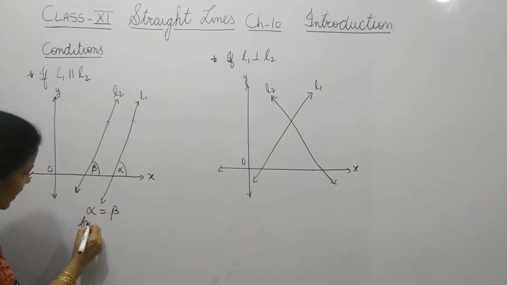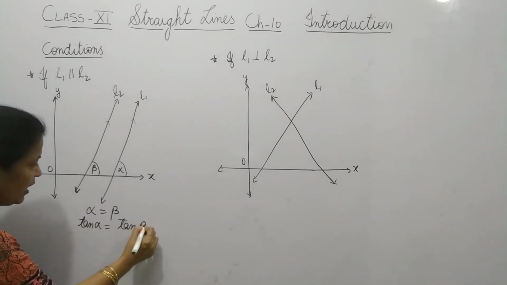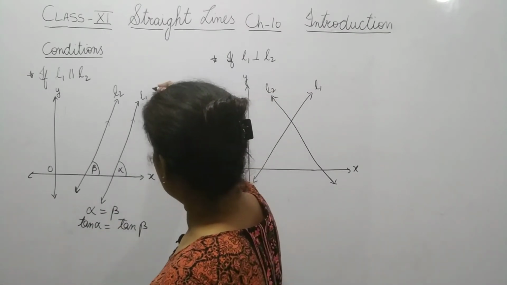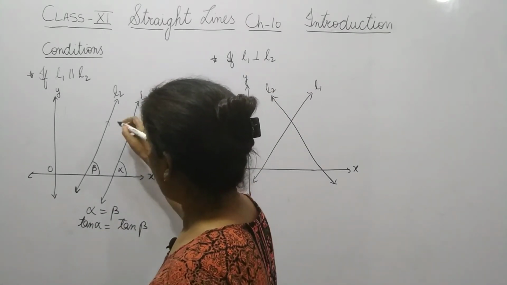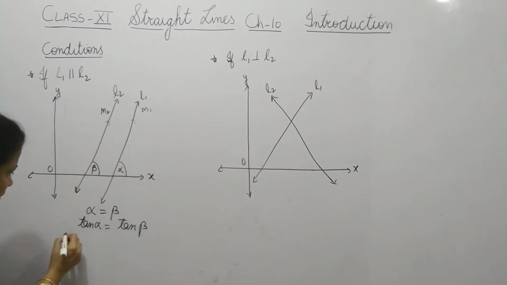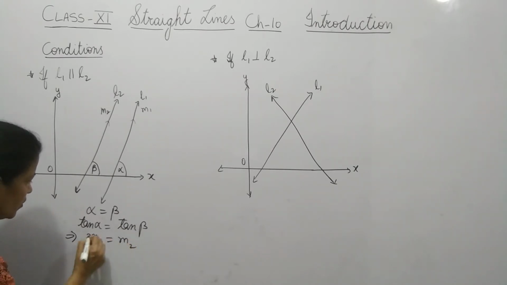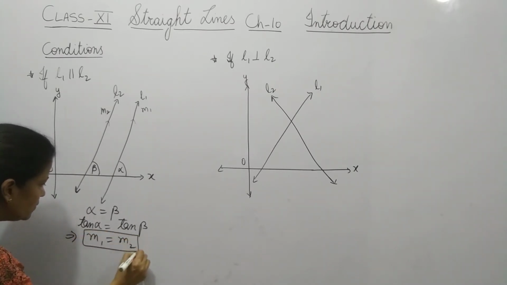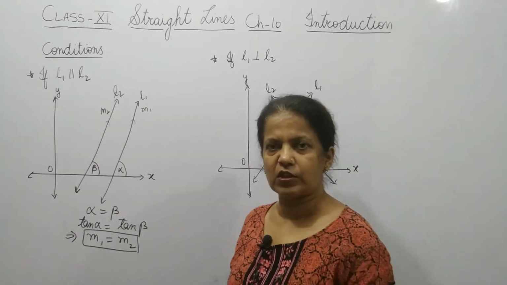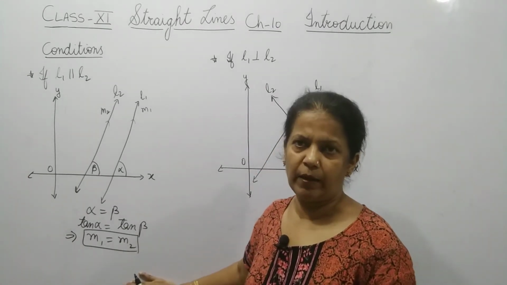That tan alpha slope will also be equal. Tan alpha equal tan beta. And suppose that for tan alpha the slope is m1 and for tan beta we will take its slope as m2. So it means from here m1 equal m2. So if two lines are parallel to each other, then the condition of their slope is m1 equal m2.